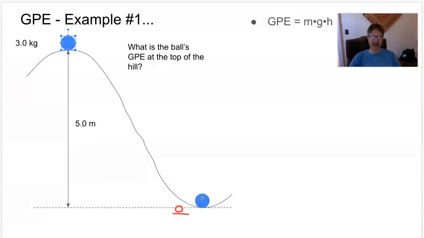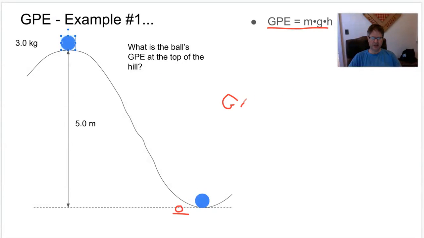And I'm saying add because it technically had some here because it was, siren, sorry about that. So what did I add to this? So if I'm figuring out how much GPE the ball had at the top of the hill, I'm going to apply this equation.